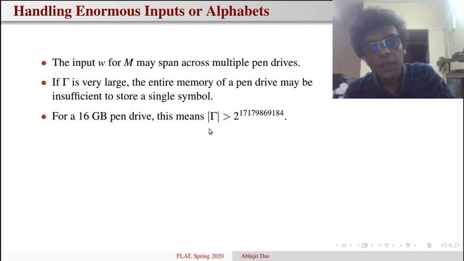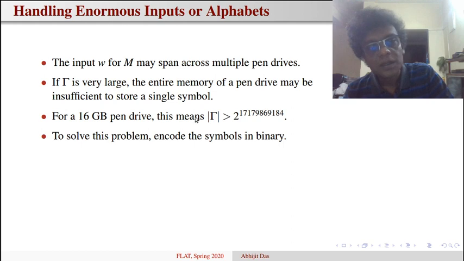If the tape alphabet is bigger than even this quantity, 2 power this, which is a gigantic quantity, but at least theoretically we may have a Turing machine whose tape alphabet is bigger than this. Then the problem is that some of the symbols will require more than these many bits. And if it is more than these many bits, the trouble is that you have to break this symbol somehow. One symbol you cannot break across multiple drives, right?